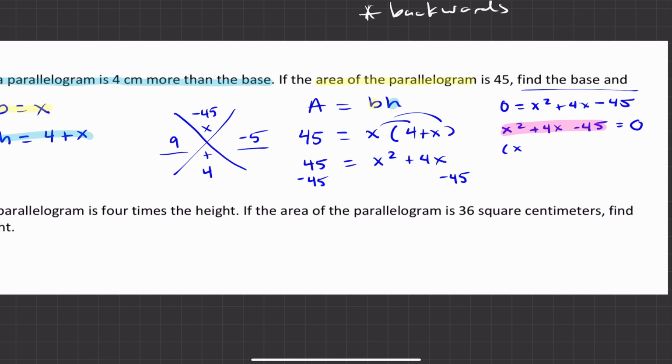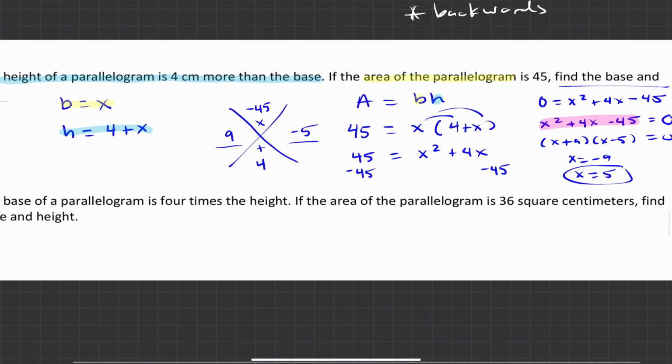So I write x plus 9, right? Positive. Since it's a 9, it's implied that it's positive. So x plus 9 times x minus 5 equals 0. So x is equal to negative 9, x is equal to 5. You guessed it. We're going to take the positive x value. Okay? I'm not done. I got to figure out the base and the height. So if x is equal to 5, the base is going to be 5 centimeters. And if x is equal to 5, the height is 9 centimeters. And there you go. Those are your two answers.